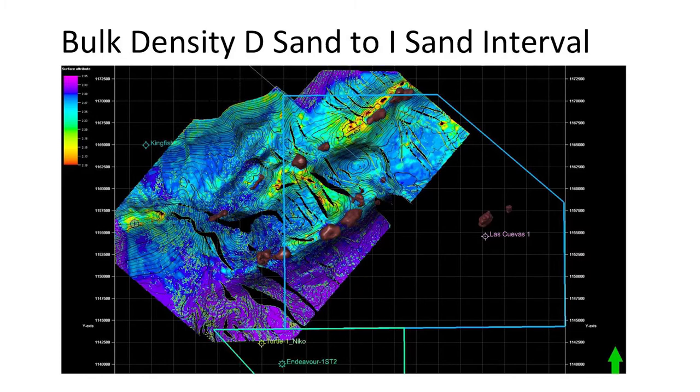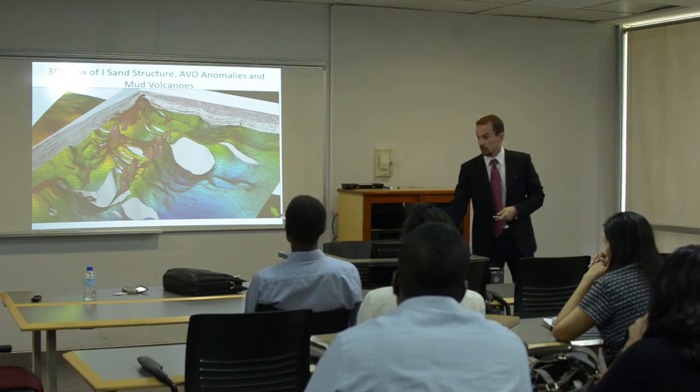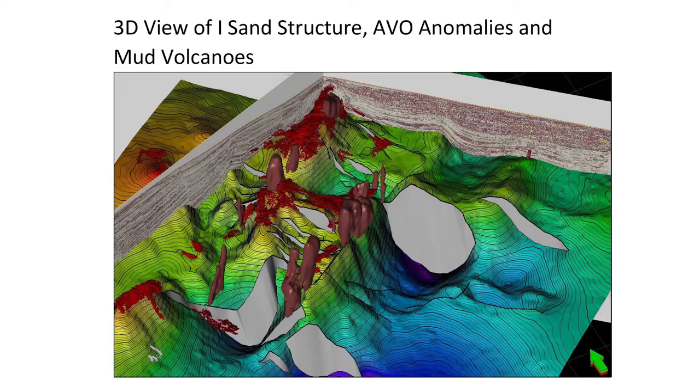This is the bulk density display, again showing very nice components of the low density indicating gas to structure. And then if we look at it in a 3D view, you see quite nicely this is the ice sand structure. We've got our fault planes here, these big counter-regional faults. And where these normal faults are intersecting the ridges, we get accumulations of mud volcanoes along the ridges. And then these areas of red, geobodies extracted from the P impedance and density volumes.